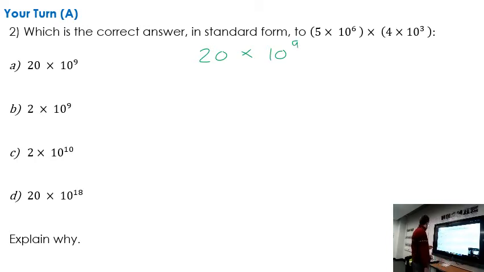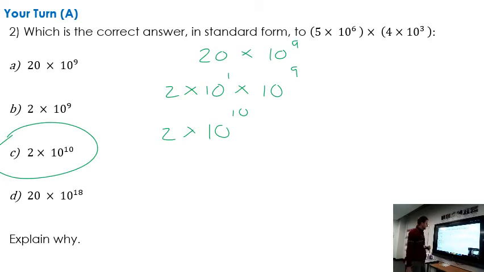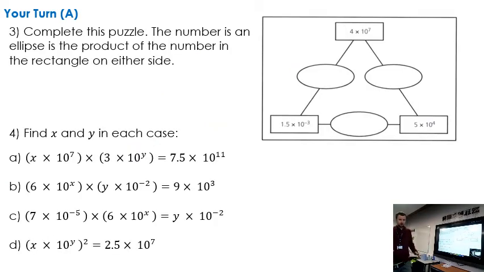Okay, so we want to write this answer in standard form. So 20 is greater than 10, so we have to have a number between 1 and 10. So 20 is 2 times 10, times 10 raised to 9. So here, put a 1 here, the base is the same, so we just add the powers. So this is going to be 10 raised to 10. So there's only one correct answer, and that is C. Okay, because this is in standard form, where the first value is between 1 and 10. Okay, so pause the video and have a go at these questions.